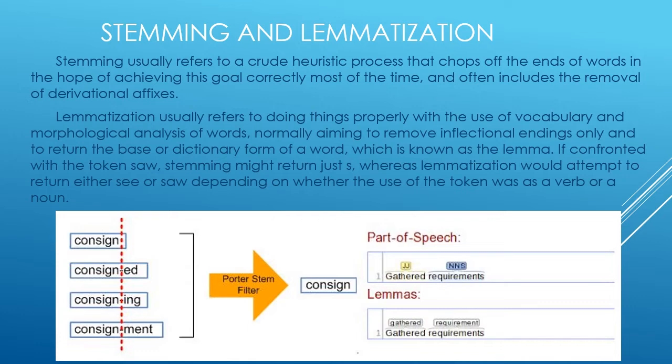Lemmatization usually refers to doing things properly with the use of vocabulary and morphological analysis of words, normally aiming to remove inflectional endings only and to return the base or dictionary form of a word, which is known as the lemma. If confronted with a token saw, stemming might return just s, whereas lemmatization would attempt to return either see or saw, depending on whether the use of the token was as a verb or a noun.